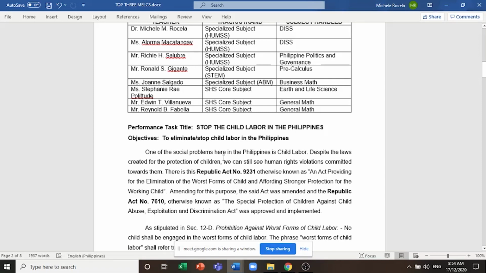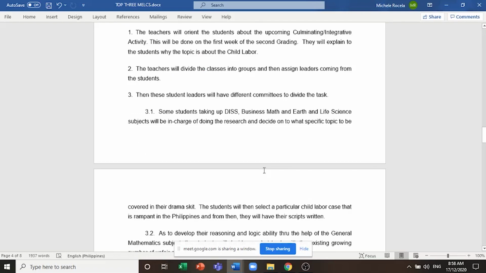The business math will think of the ratio or the percentages of the child labor that is happening now in the country, and of course the earth and life sciences will try to know if it's really dangerous for the child. Like for example, the child is engaged in mining or firecracker and other dangerous activities.